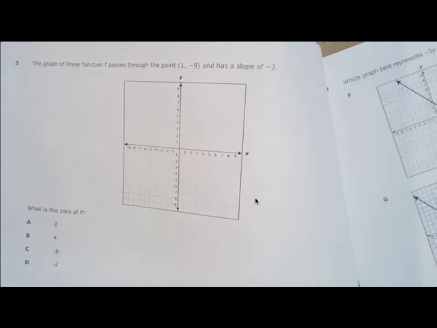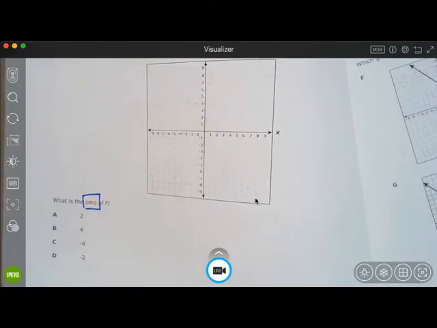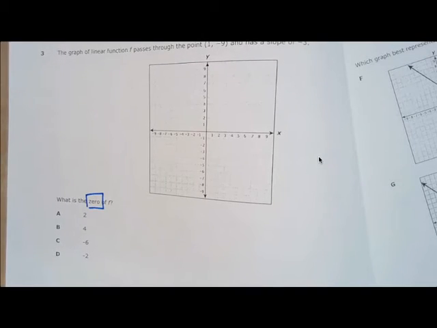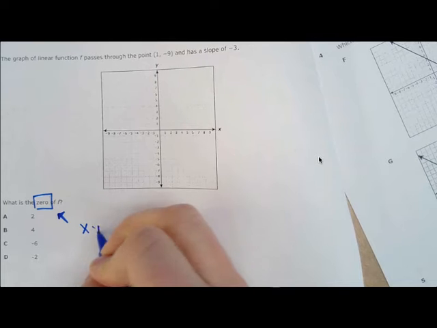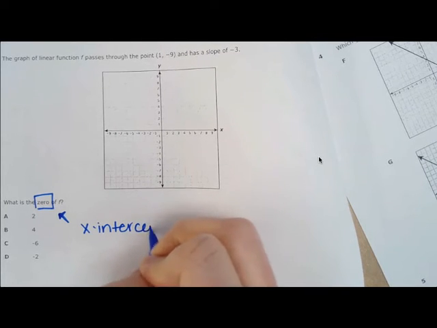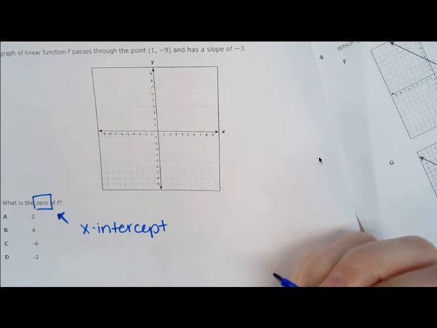Okay, let's look at 3 real quick, just to review what a 0 is. If you look back at the Quizlet that we did at the beginning of this unit, where we wrote down all those definitions, a 0 is just an x-intercept. So you're just finding your x-intercept.